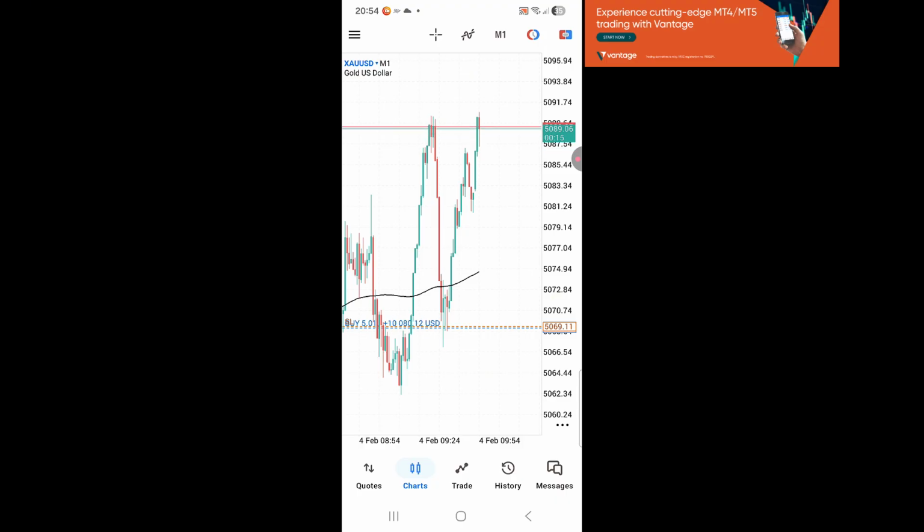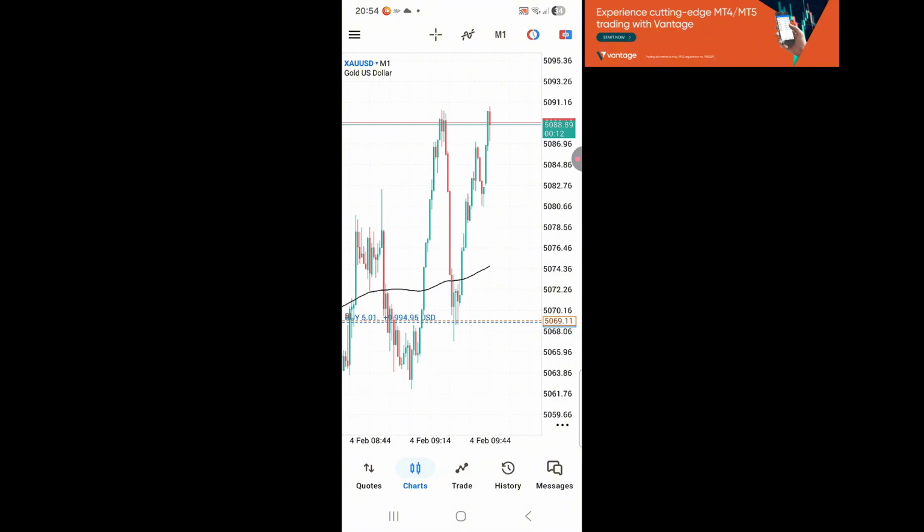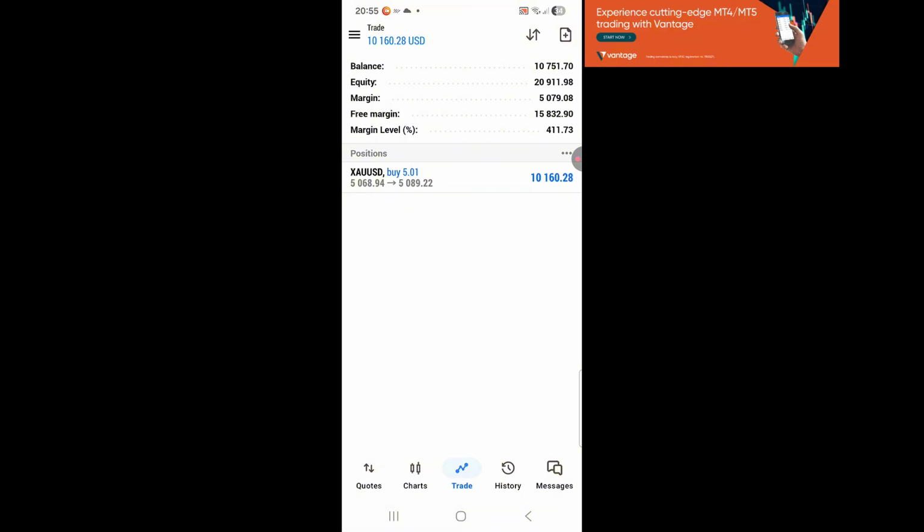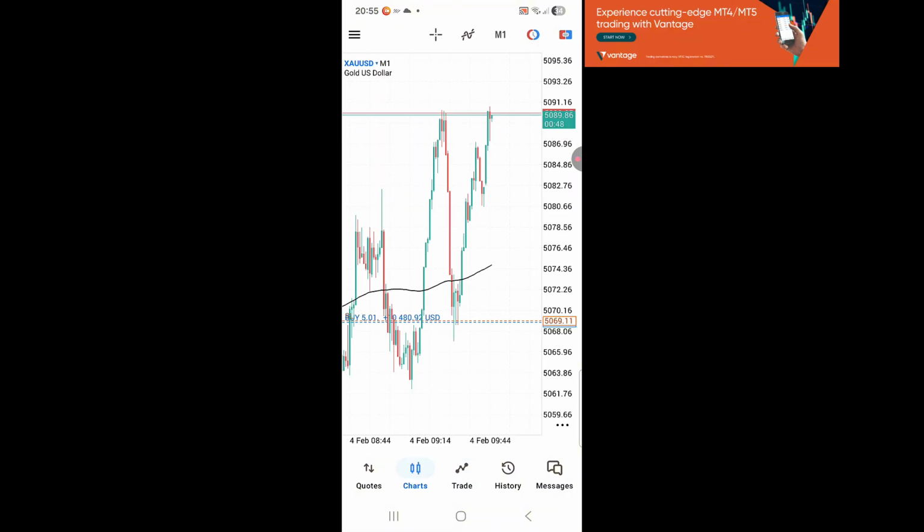I'm going to show you guys the whole reasoning as to why I took this trade. I grew this account from $50 over the past couple of months to 10k. I've doubled the account in one trade. I was only risking just about $1,100 on this trade.